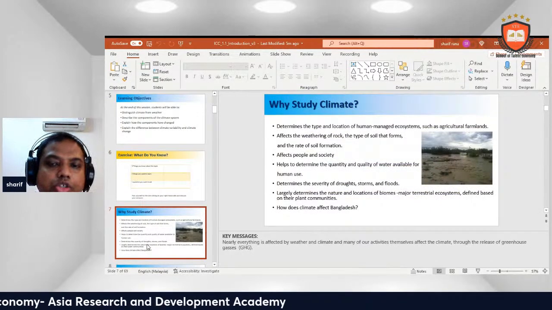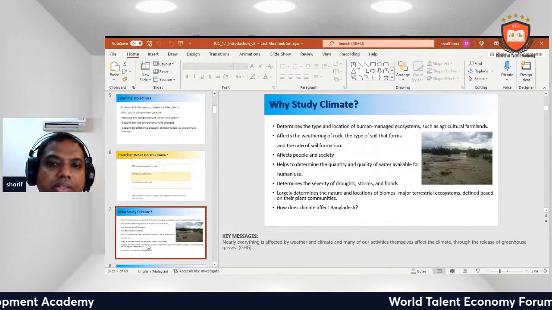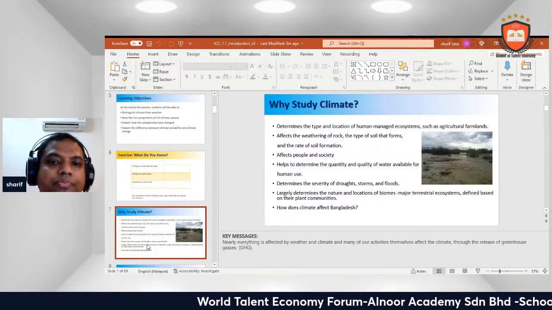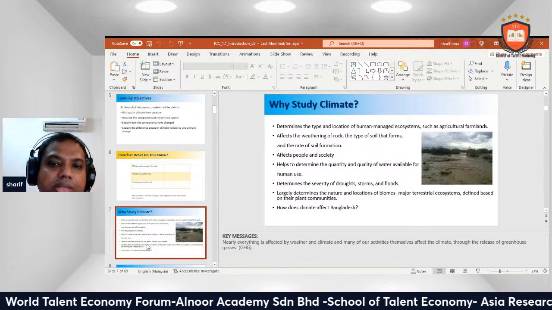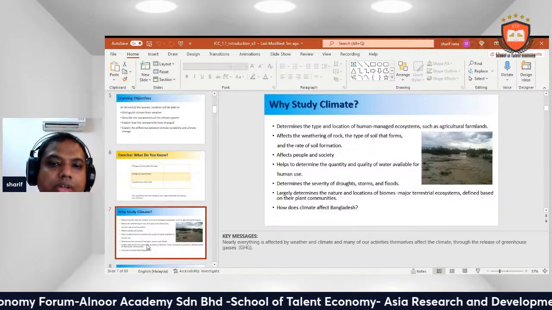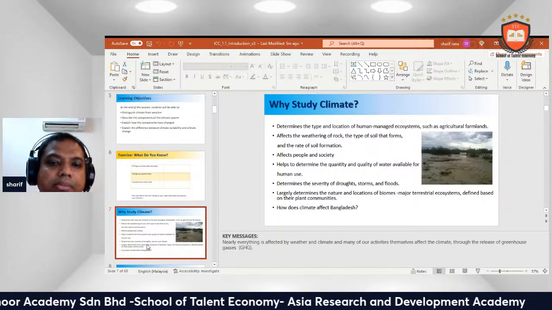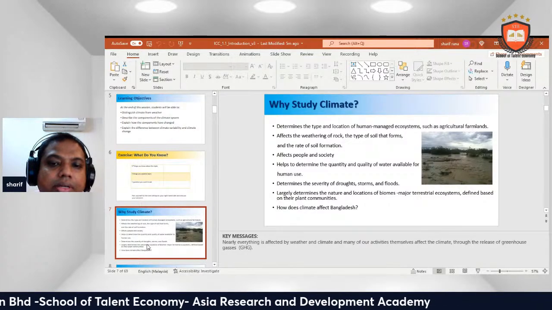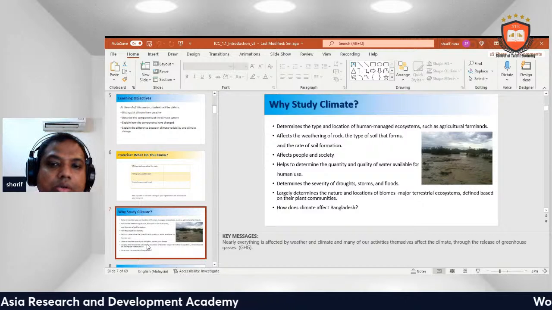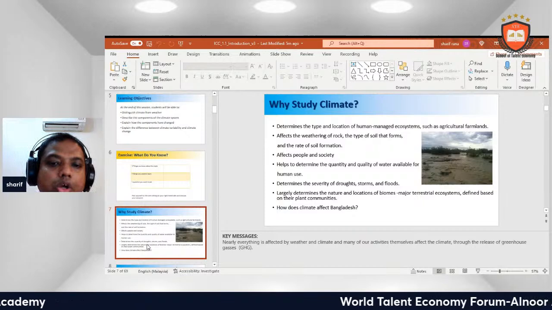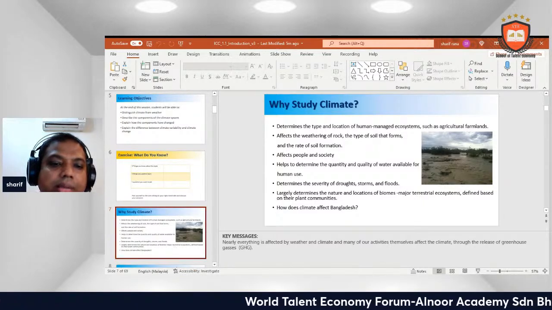Climate determines the type and location of human-managed ecosystems such as agricultural farmlands. It affects the weathering of rock and the type of soil that forms and the rate of soil formation, which affect people and society. It helps to determine the quantity and quality of the water available for human use, and the severity of drought, storm and flood. It largely determines the nature and location of the biomes, the major terrestrial ecosystems defined based on plant communities. How does climate affect Bangladesh?